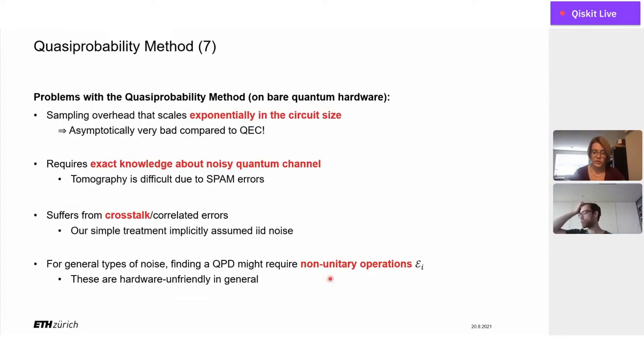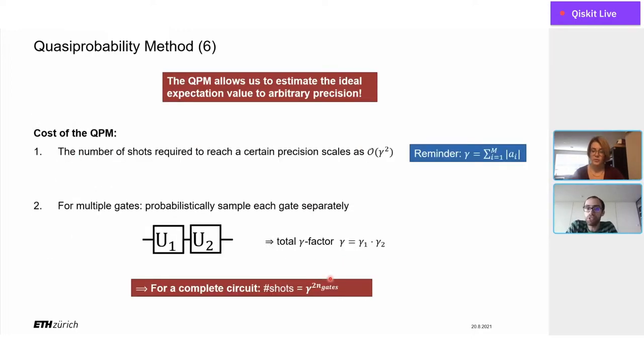So at this point, I'd like to call... Sorry, Christophe. We had a question on the previous slide. Go ahead. How are the values of AI chosen?